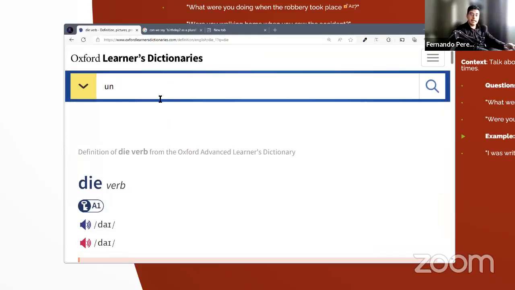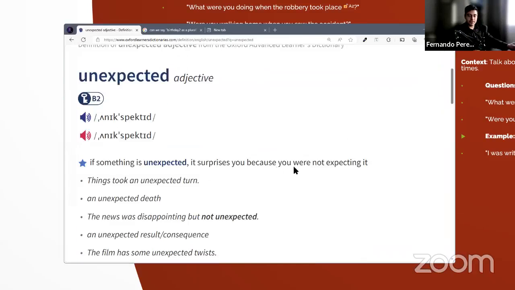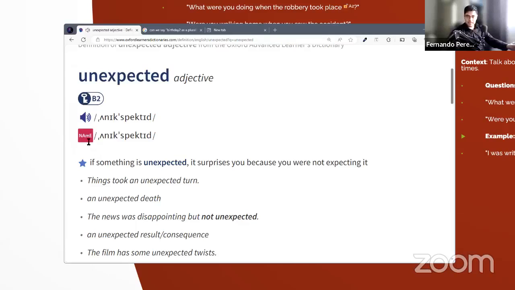Unexpected. Get closer to your microphone, because you'll sound very, very far. Pronunciation? Unexpected. Excellent. Unexpected. Do you know what is unexpected?